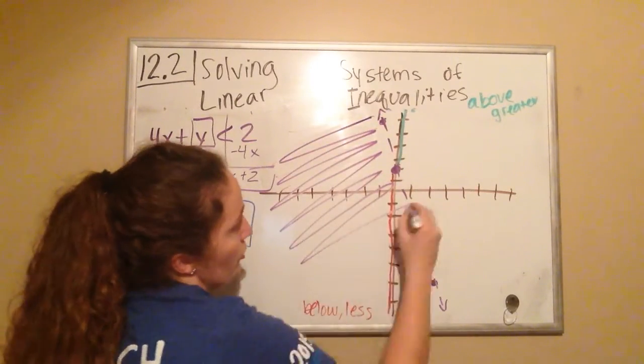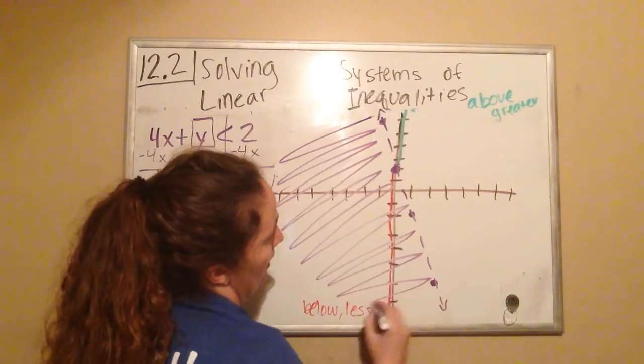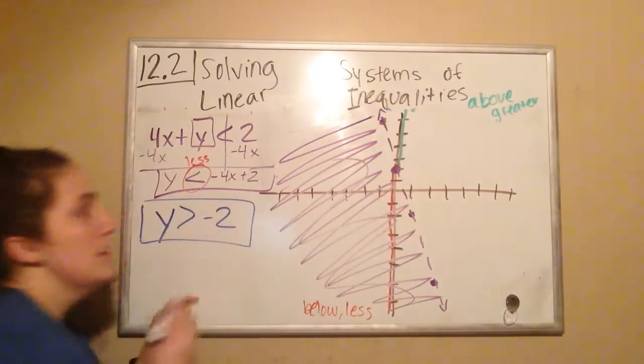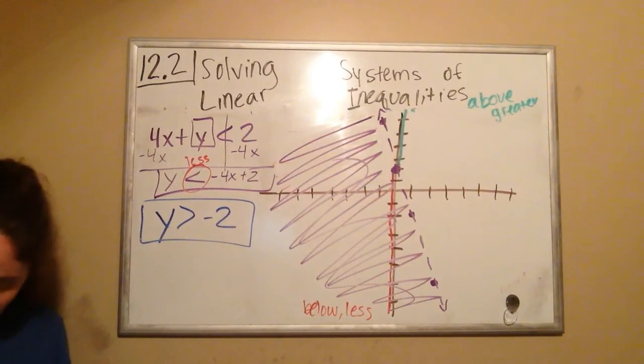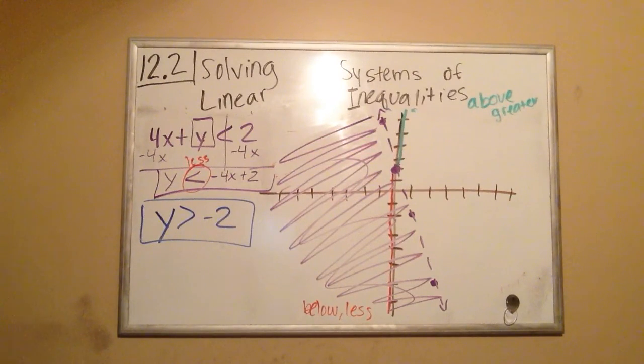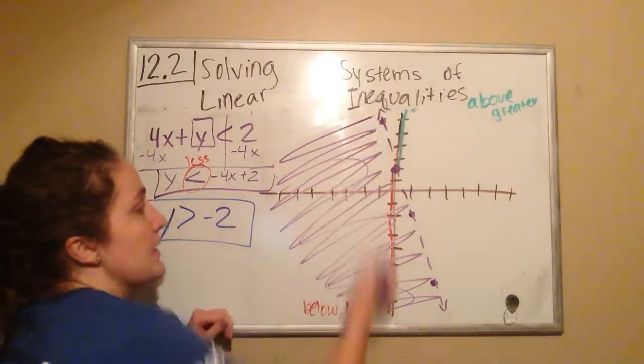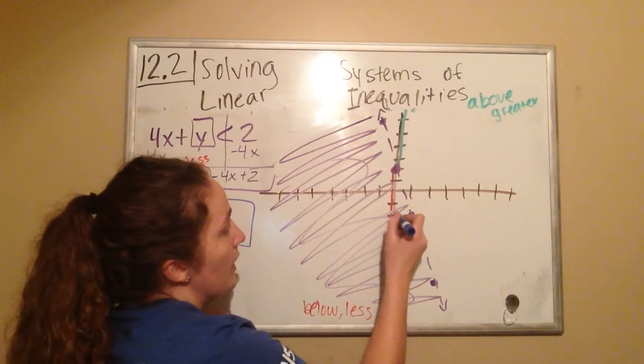And then the next equation should be easier to graph. These should always be the easiest ones to graph. When you just have one variable, they should be very simple. And if they aren't simple for you yet, you need to come in and get some more practice with them. So this says y is greater than negative 2. So I look on my y-axis at negative 2.